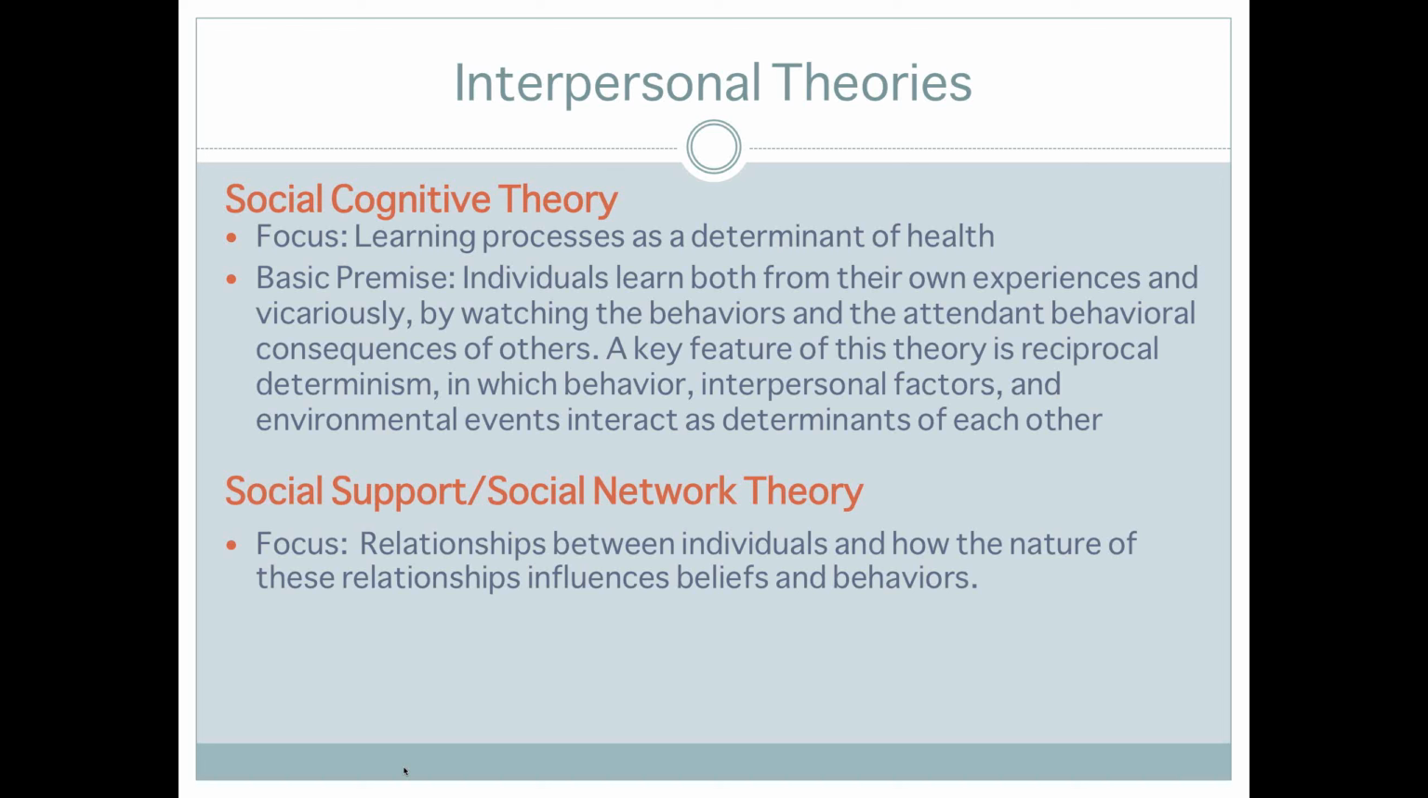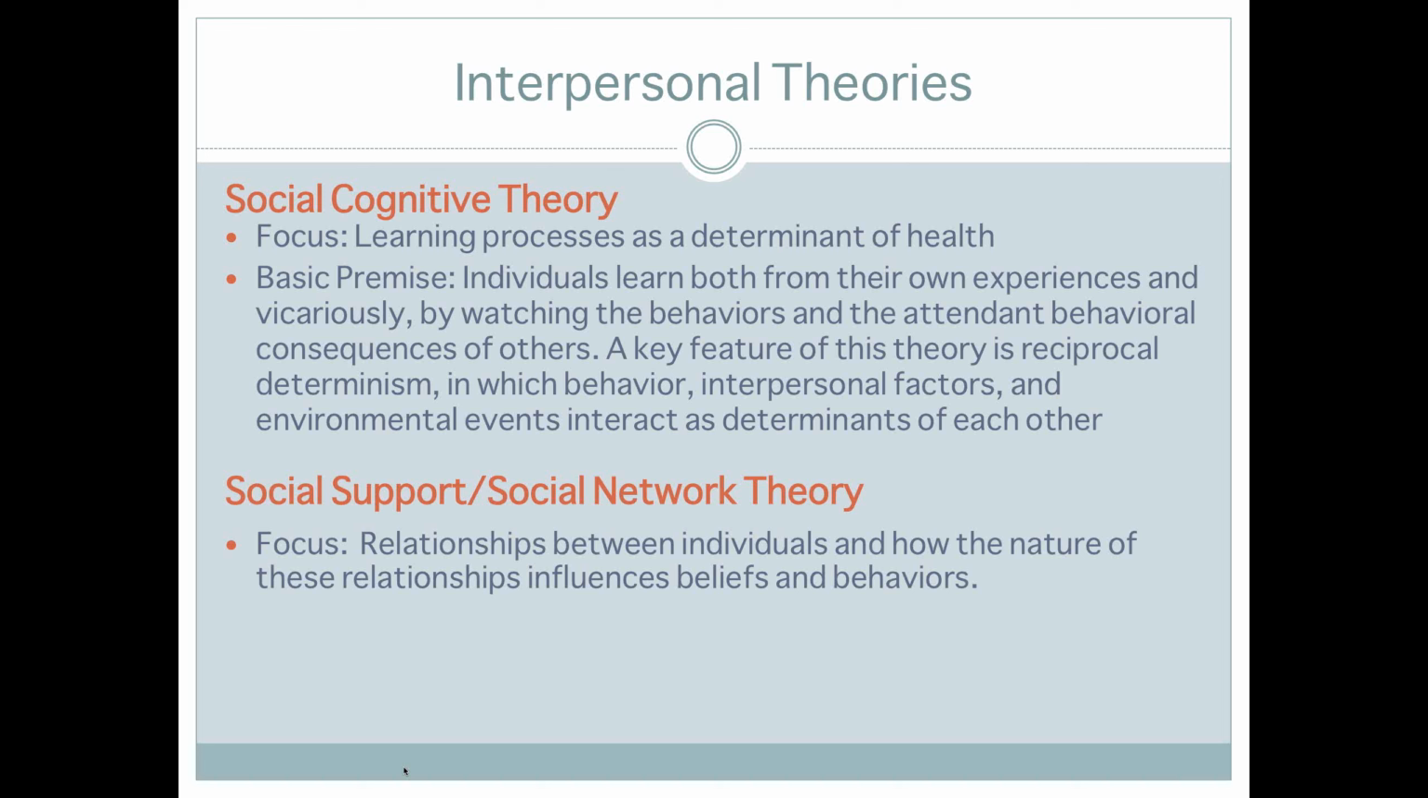A key part of social cognitive theory is this construct of reciprocal determinism, where the idea is that the factors that are related to the behavior, the interpersonal factors, and the behavior interact with each other such that interpersonal factors can lead to the behavior, but then the behavior in turn affects those interpersonal factors, and so you have this reciprocal circular process. They interact as determinants of one another.